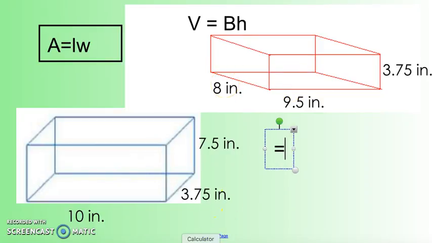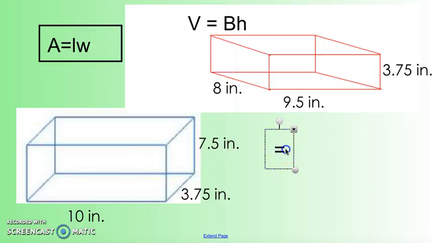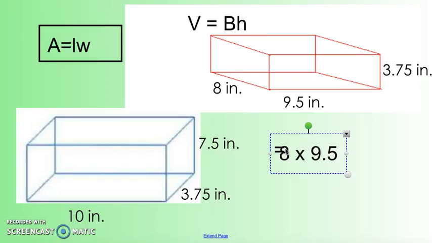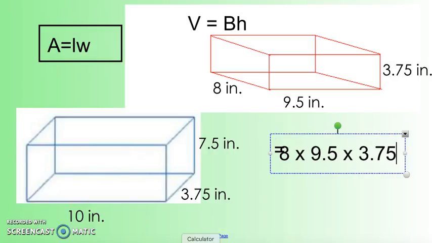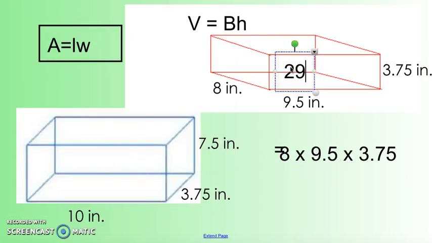So we're going to take, on the first one, 8 times 9.5, and we get 76. So far we have 76, and then we're going to multiply by the height, 3.75. So let's multiply this by 3.75. And our answer is 285, and it's inches cubed.